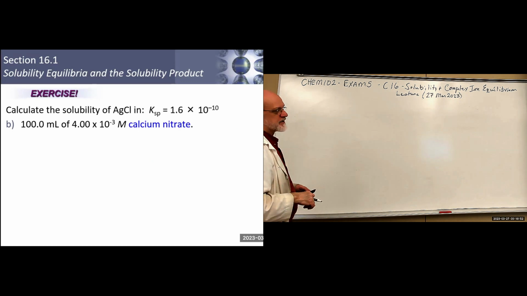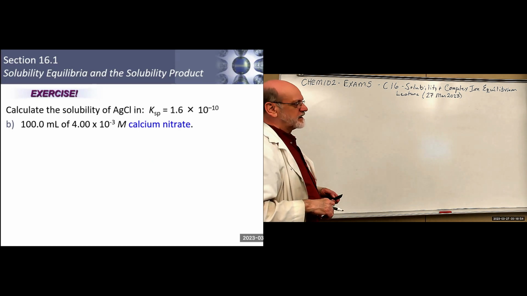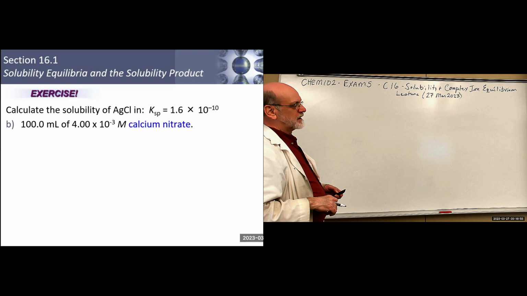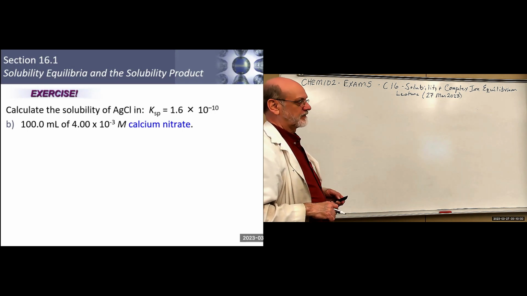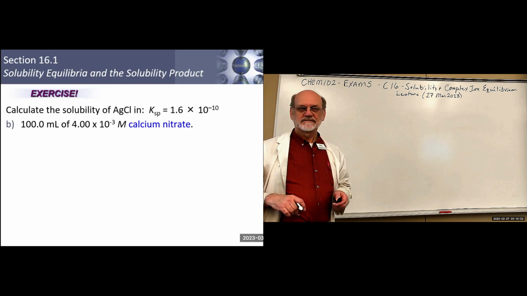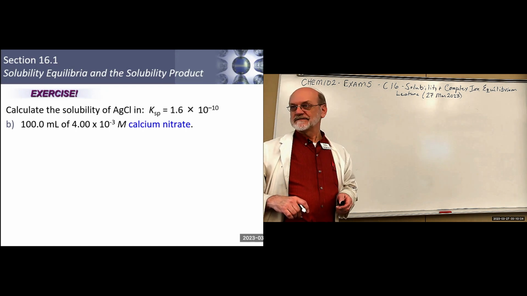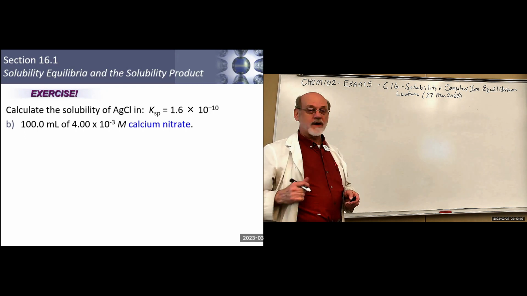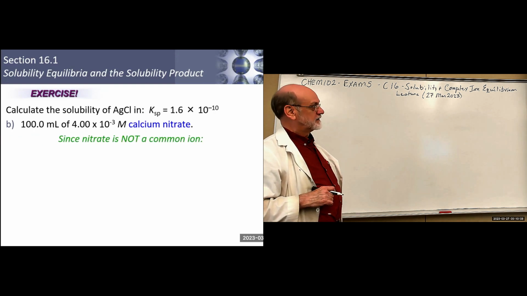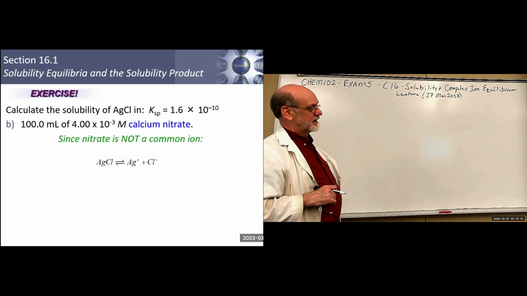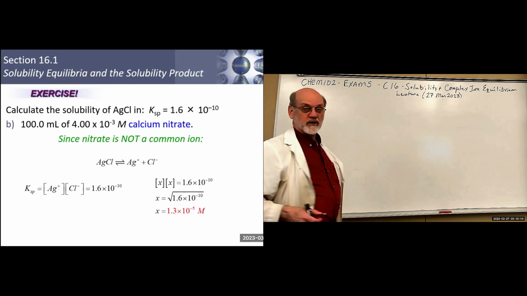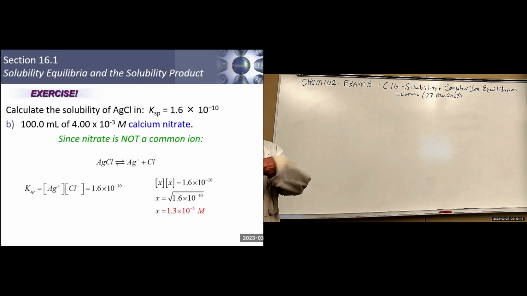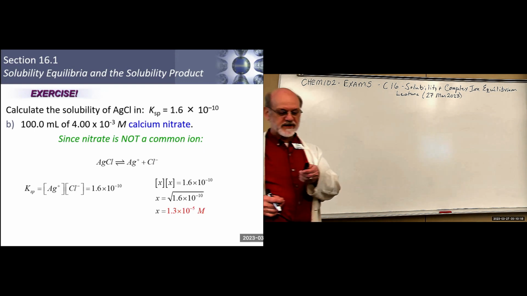Okay, what's the solubility of silver chloride in calcium nitrate? It's the same. There are no common ions there. So solubility is going to be 1.3 times 10 to the minus 5 if we calculate it for water. It's exactly the same.